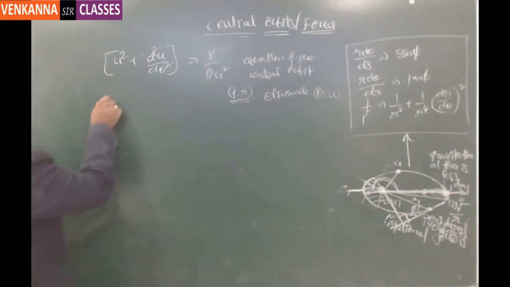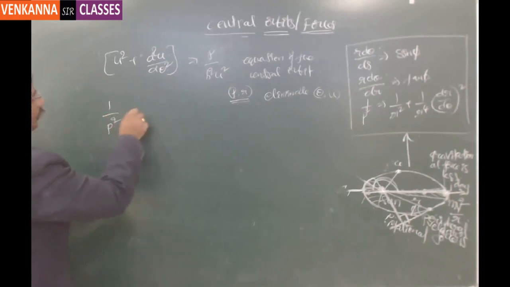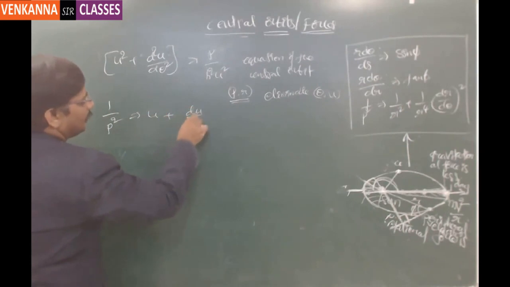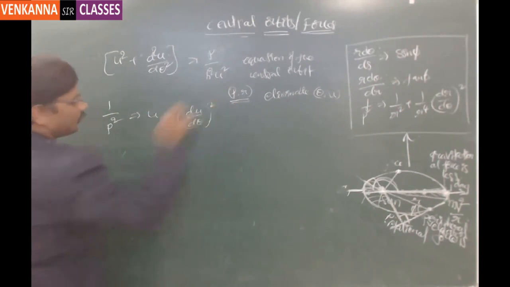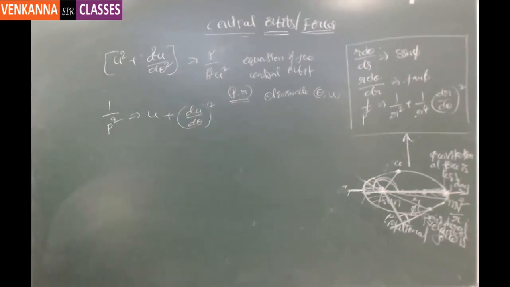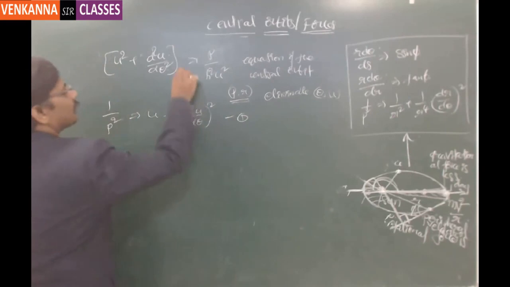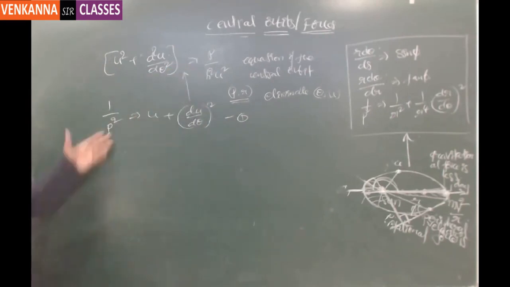So we have got the relation 1 by p square equal to u square plus du by d theta whole square. This is the relation we have derived, right? 1 by p square equal to u square plus du by d theta whole square. So this equation we will try to bring into this particular format.